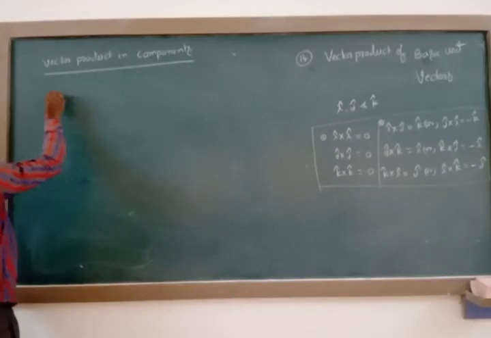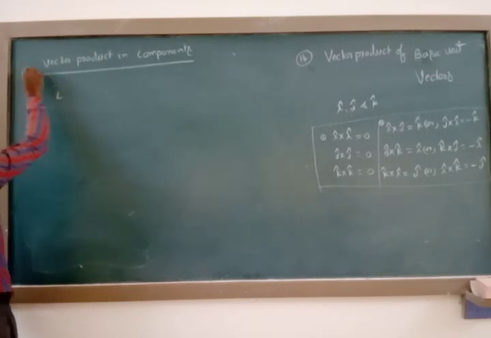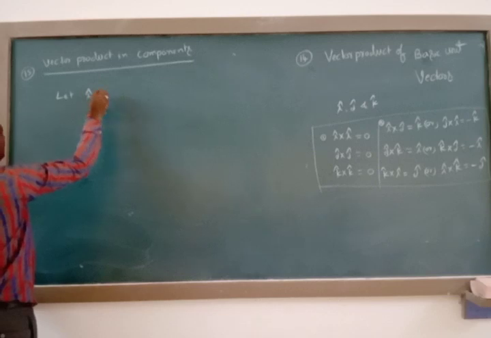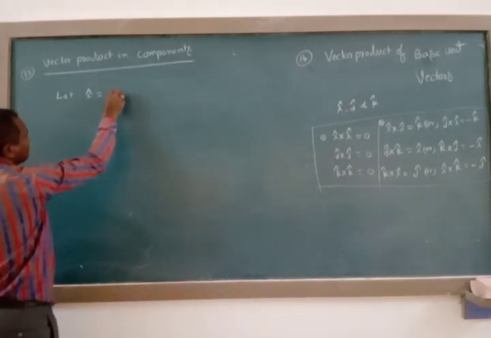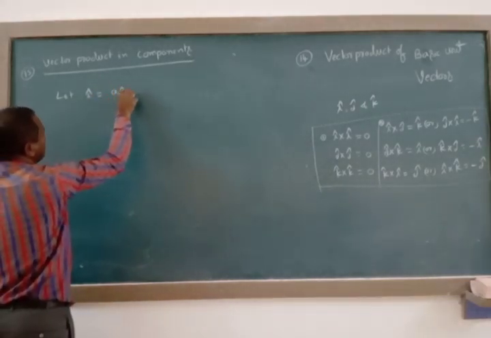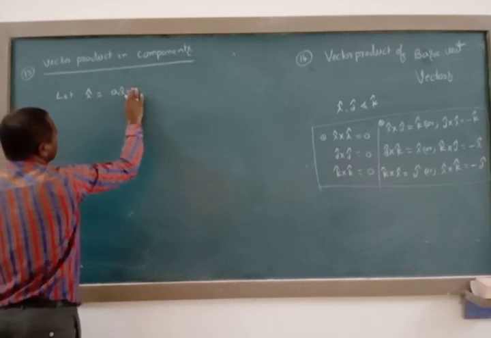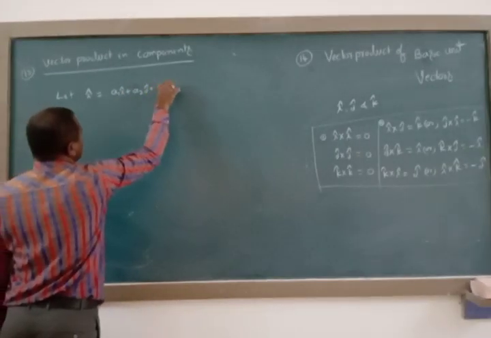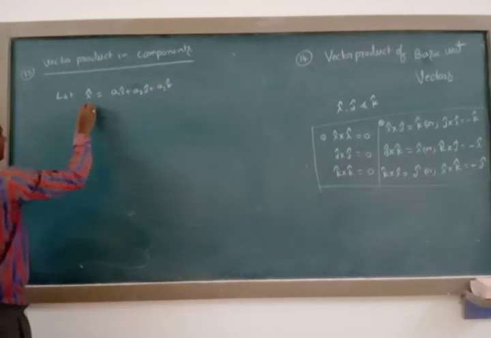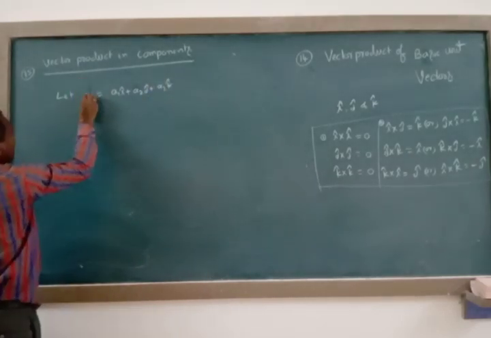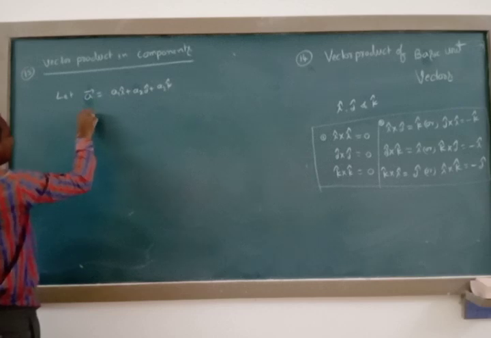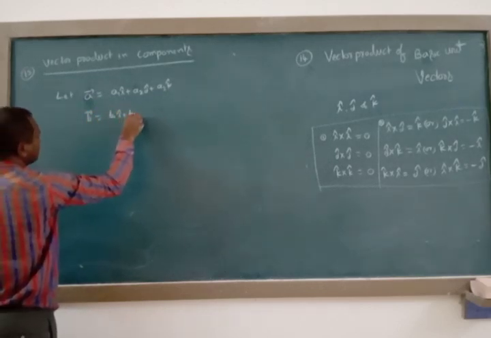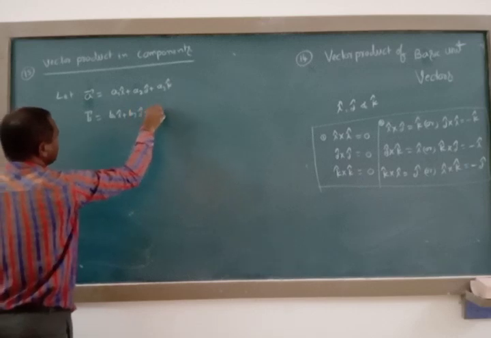Let's take the 15th point. Let a bar is equal to a1 i cap plus a2 j cap plus a3 k cap. Next, b bar is equal to b1 i cap plus b2 j cap plus b3 k cap.